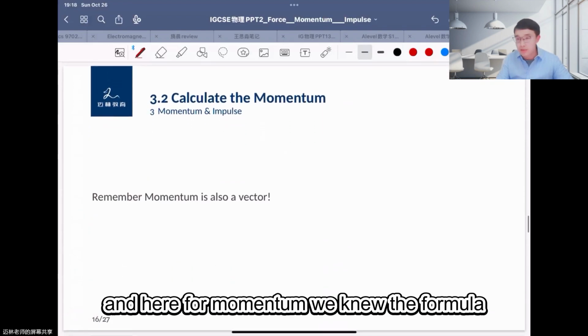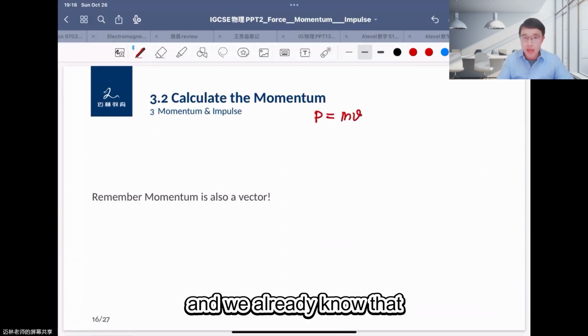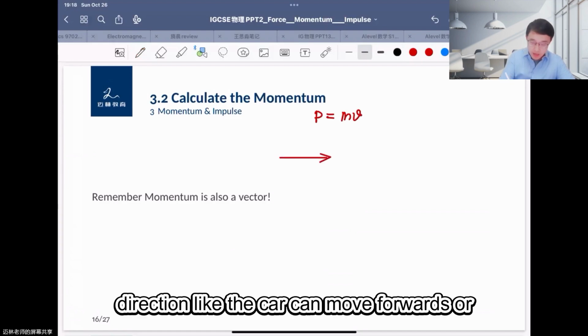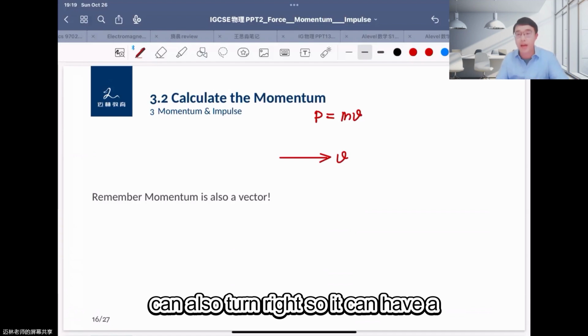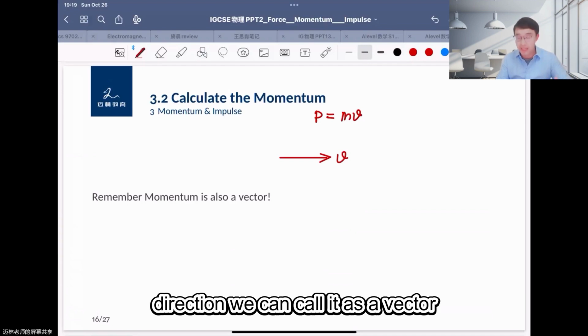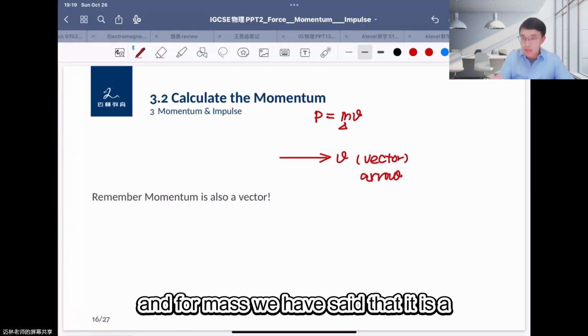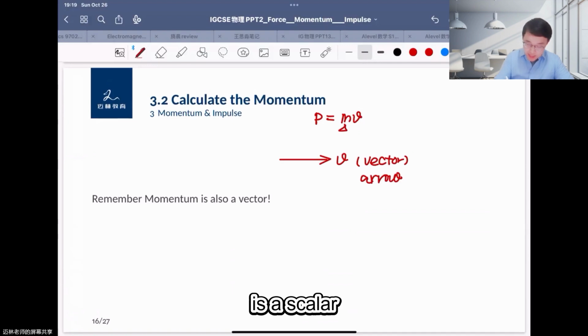For momentum, we know the formula is momentum equals mass times velocity. And we already know that velocity is a vector because velocity has direction. Like the car can move forwards or backwards, or it can turn left or turn right. So velocity has magnitude and direction, and we call it a vector, just like an arrow. And mass is a scalar, because a scalar just has magnitude but doesn't have direction. So mass is a scalar.